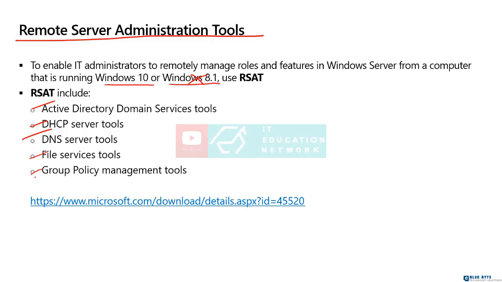Now, the RSAT has to be downloaded to your local machine. So it's not built into Windows 10, not built into Windows Server. To download it, you could simply go to this URL, which is actually a resource under this lesson if you want to browse to the URL. And from there, you would simply download this. Once downloaded, you could remotely manage many of your services.